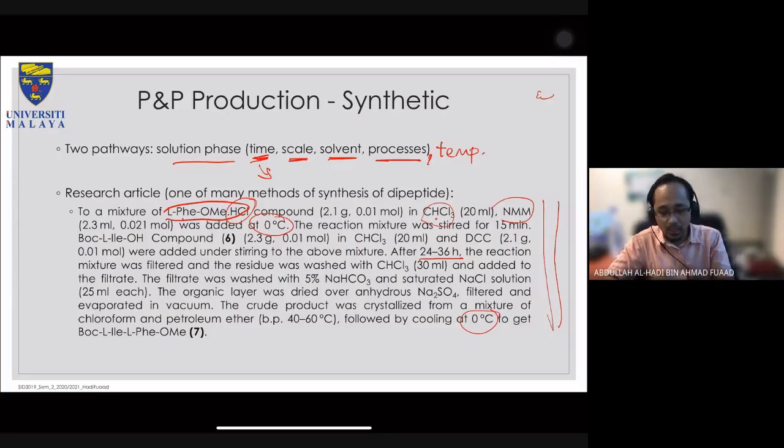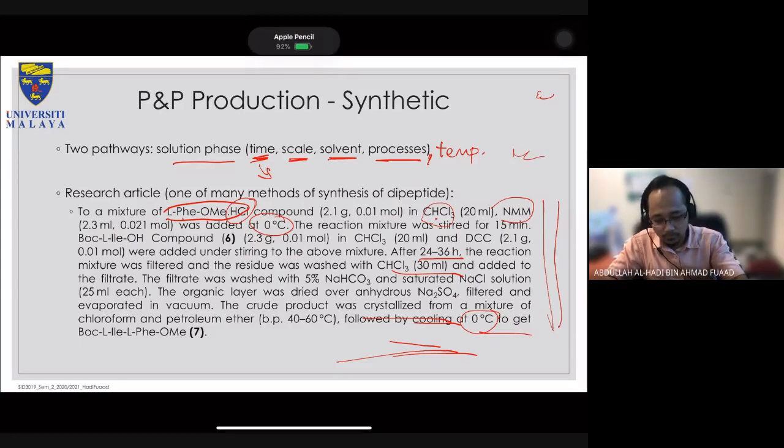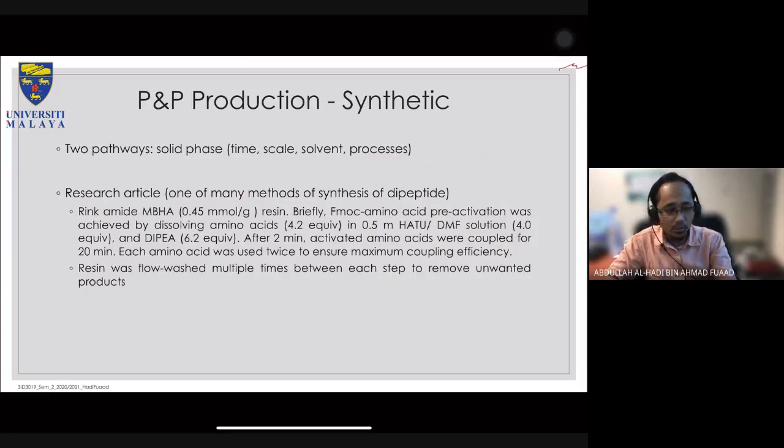Now we will look at how you actually do it in a solid phase. I just want to change my slide. Okay, so this one is a solid phase. Again, if you focus on time, scale, solvent, and processes, you should notice that it's totally different, even though the chemistry is similar. For one thing, you can look at 2 minutes. Two minutes is for activation of the amino acid, and for coupling, it's just 20 minutes, compared to previously, 24 to 36 hours.